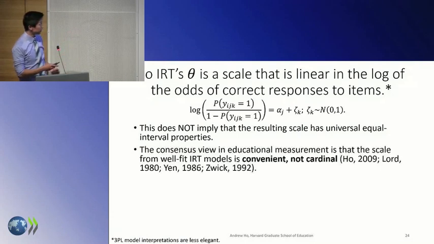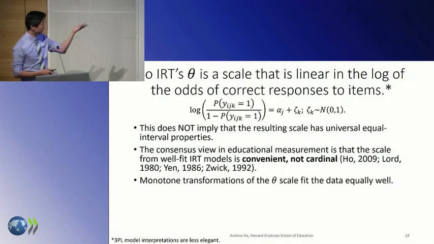So the consensus view in educational measurement is that the scale from a well-fit IRT model is convenient but not cardinal. It's a useful basis for starting a conversation, but it isn't, at the end of the day, going to be equal interval for all purposes. And that's where research like Tim and Kevin's and others is really interesting. So monotone transformations of the theta scale, as Jesse mentioned, do fit the data equally well. But again, the starting point wasn't without a basis. It has a basis, but it is true that we should explore other transformations.